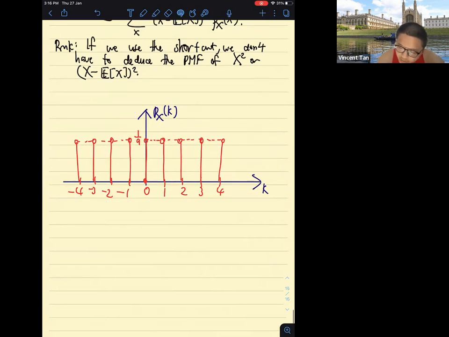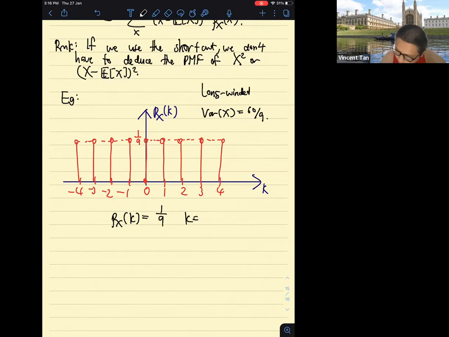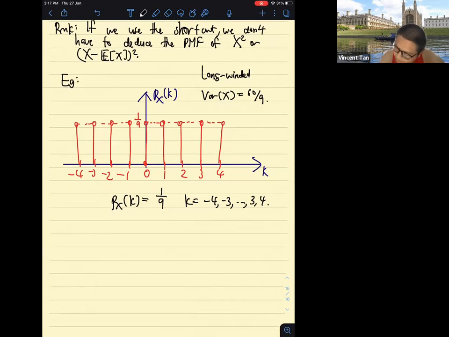All right? So just now we saw that using the long-winded method, we saw that the variance of x is equal to 60 over 9. Let's see whether we can use the short method to get the same answer. So p_X(k) here is equal to 1 over 9 for all k running from minus 4, minus 3, all the way up to 3 and 4. Okay, just to remind ourselves of the probability mass function.